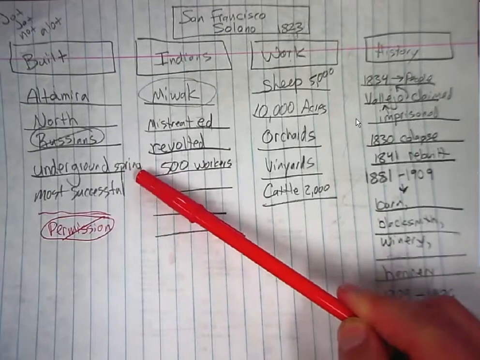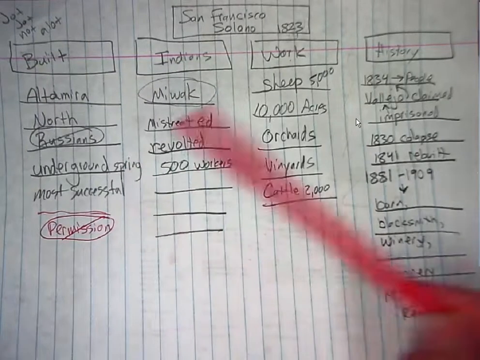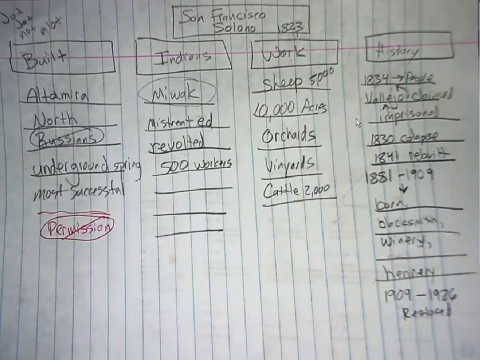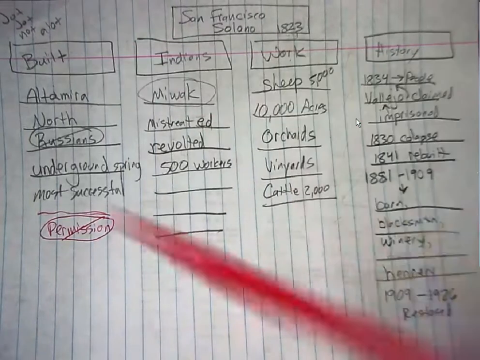They also decided on their location because they needed to have an underground spring. So that's a really important detail that we can add to our paragraph. Now, I don't know if this is true or not, but the research that I read said that this was the most successful mission. So that could be an interesting piece that I could add into my paragraph that talks about how the mission was built.